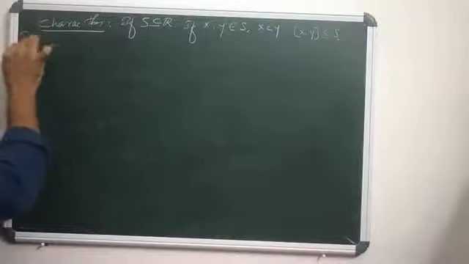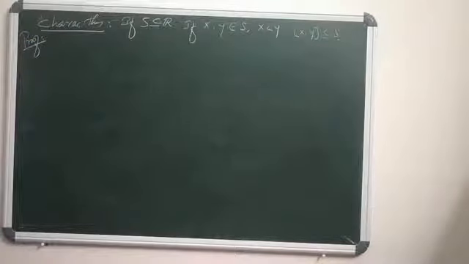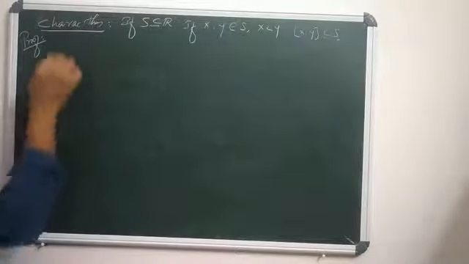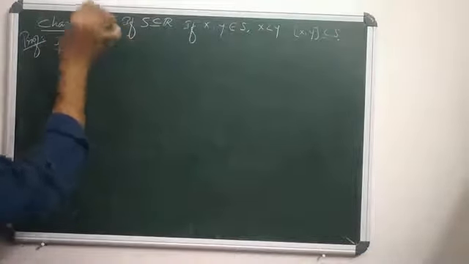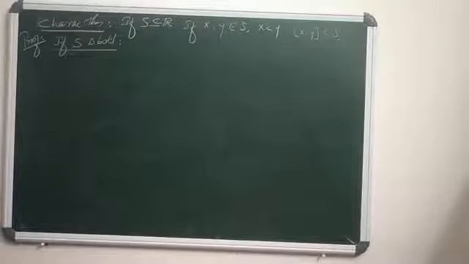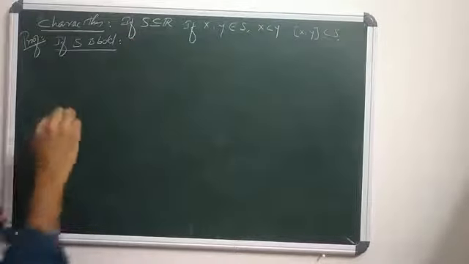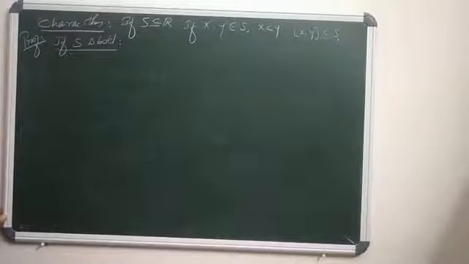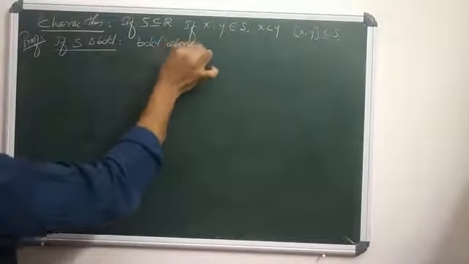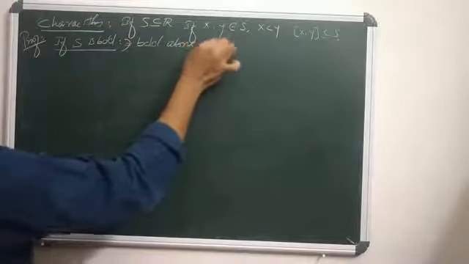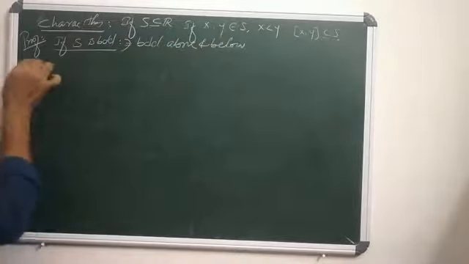There are so many cases that arise. The first one: if S is bounded. Bounded means it is both bounded above and bounded below. S bounded above means it has a supremum by the completeness property. S bounded below means it has an infimum by the completeness property. So its infimum and supremum exist.